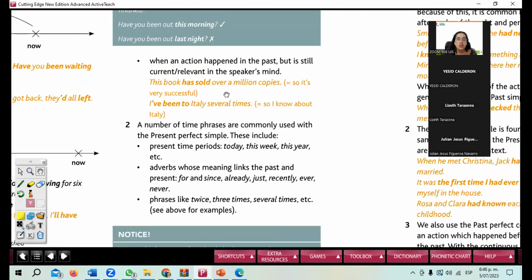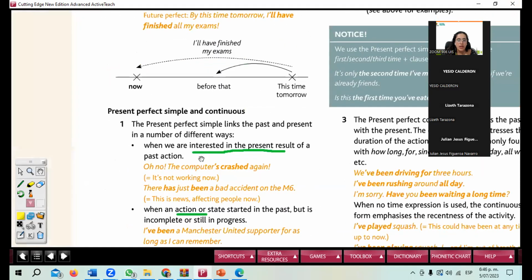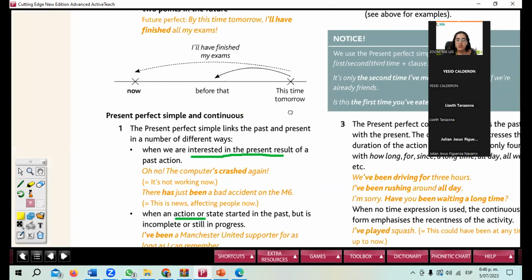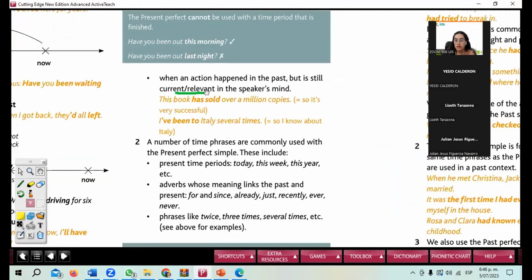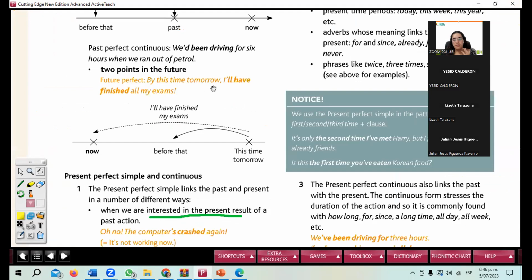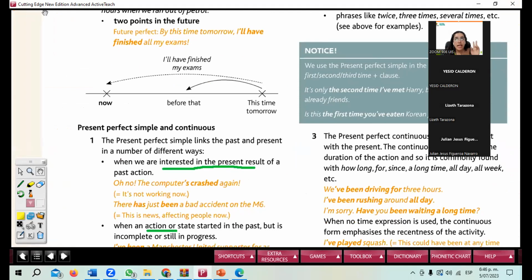Another situation is when the action is in the past, but is still current or relevant. Well, this is similar to this one, right? We're interested in the present result, or it is still relevant in my mind, okay? Entonces, aquí esto va mucho de la percepción. Y en estos casos se puede usar o el pasado simple o el presente perfecto.